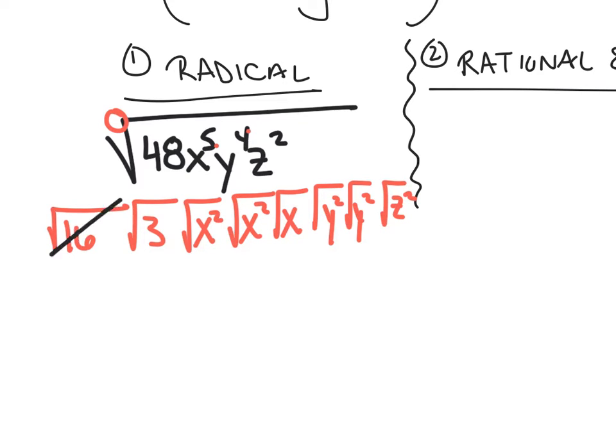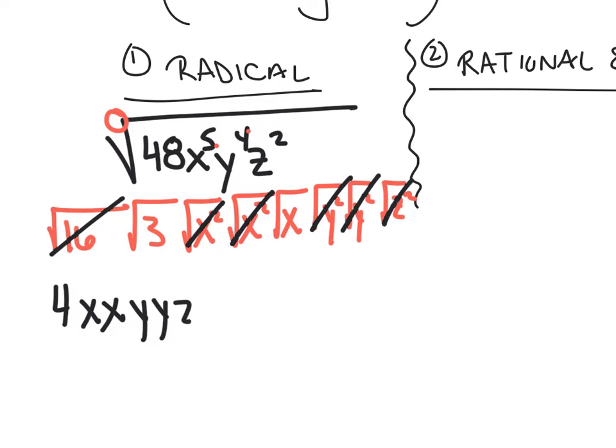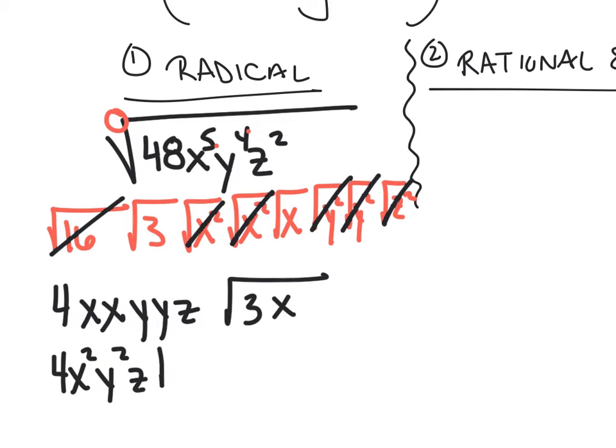Remember, I can only break it into exponents of 2. And then I just go and I go, okay, that's a 4. That's an x. That's an x. That's a y. And that's a y. And that's a z. And everybody else will be left in that radical, a 3 and an x. So I would say this is 4x squared y squared z, radical 3x.